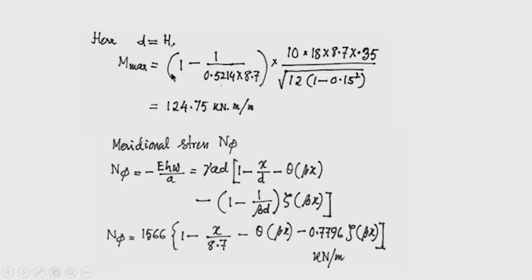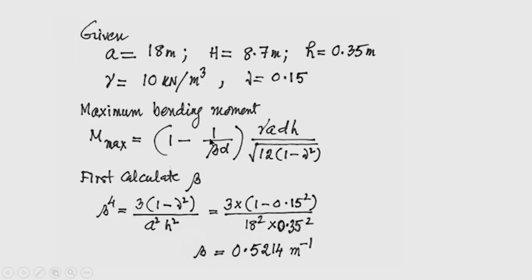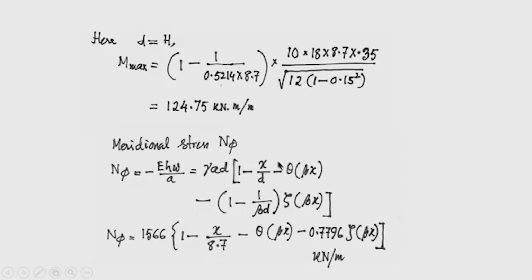Now, the maximum bending moment will be at the base, and here we take d equal to h in the formulation. Substituting all the parameters in this maximum bending moment expression, we now obtain the maximum bending moment as 124.75 kilonewton meter per meter. So, this is the result of the maximum bending moment.